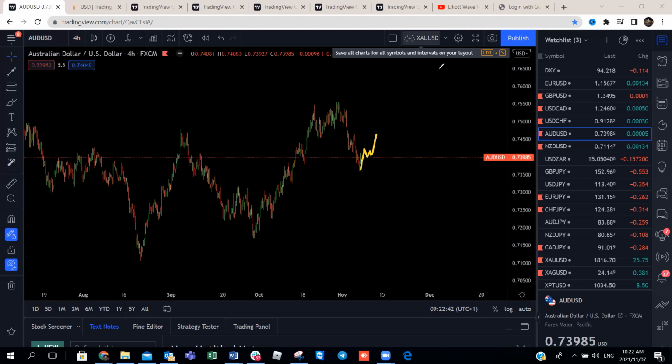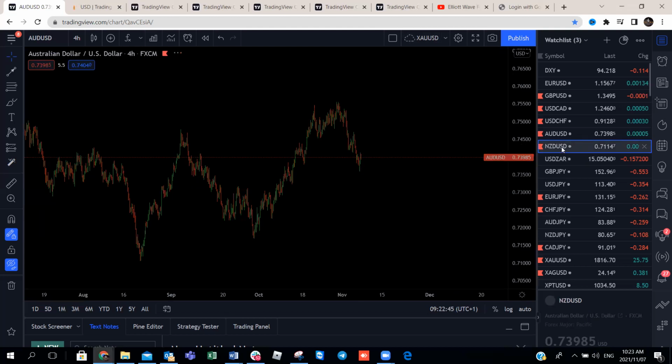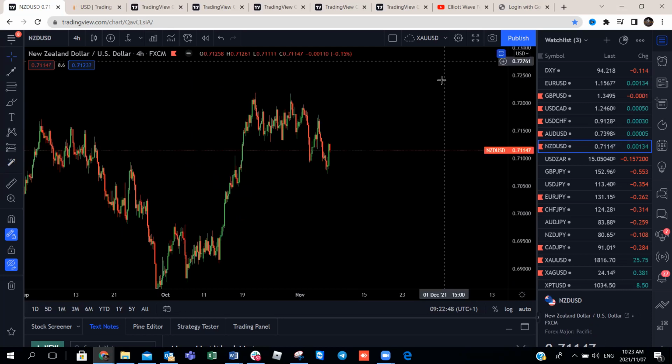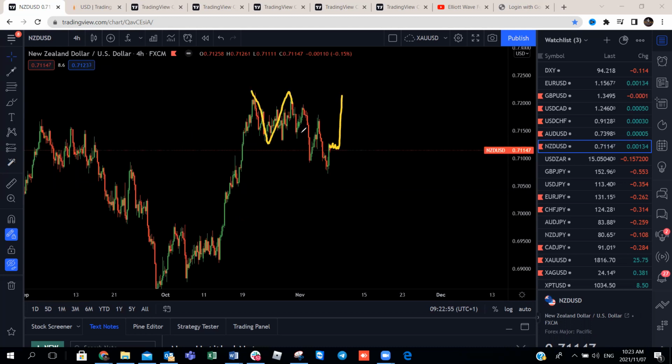Okay, so that is AUD US dollar, New Zealand US dollar. Right, New Zealand is showing a bit more strength as well, so we're going to be looking for a consolidation at current levels and a push to the upside. New Zealand actually still looks decent for an expanding flat like this. So let's see what we're going to get as a setup here. We're going to look for a continuation pattern here, and we're going to look for confirmation of a move to the upside. Let's see how that plays out in the week.